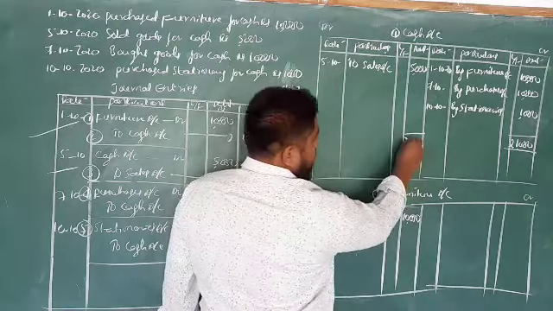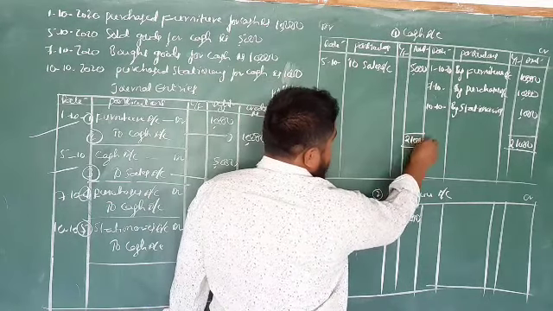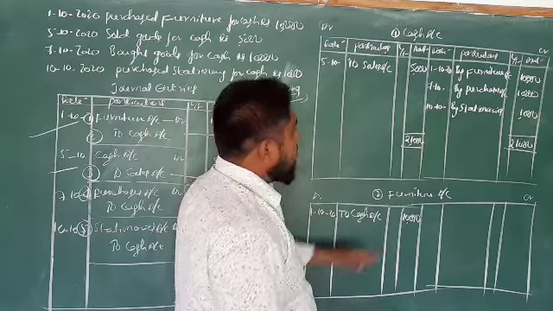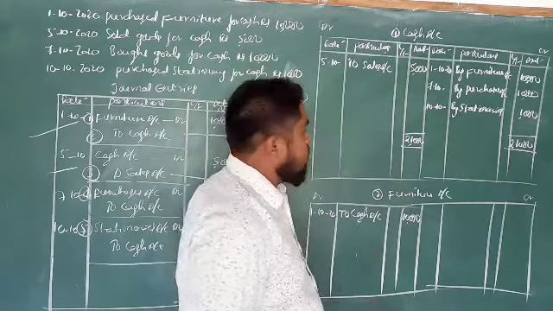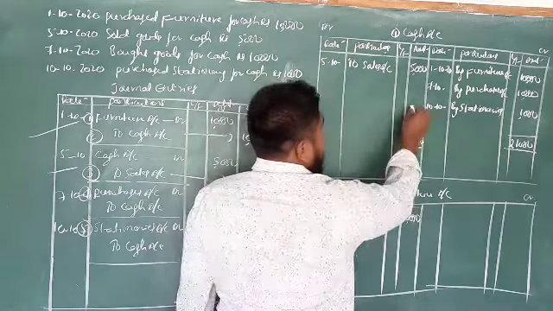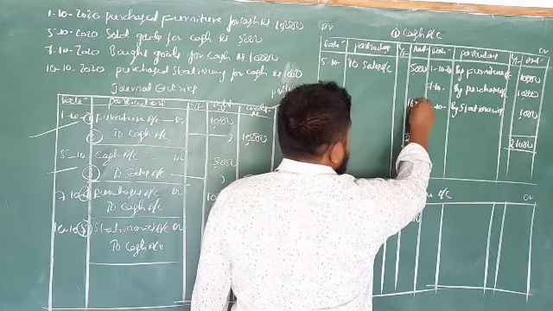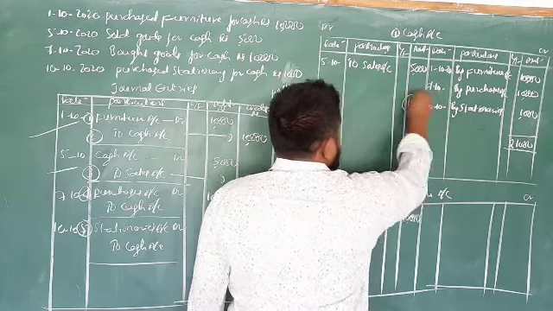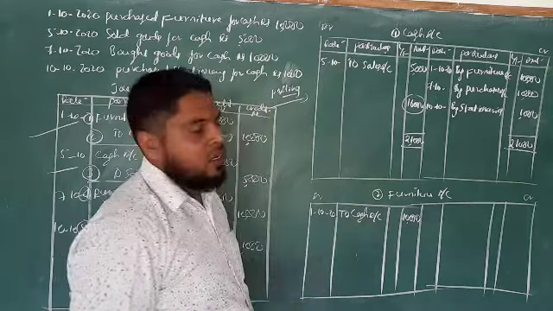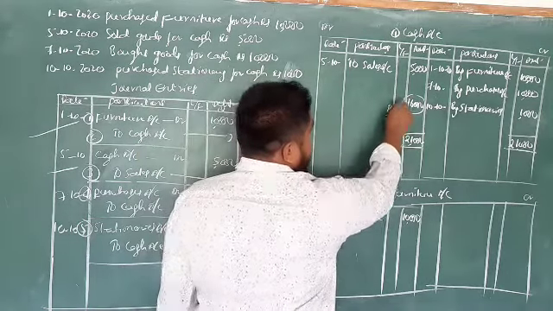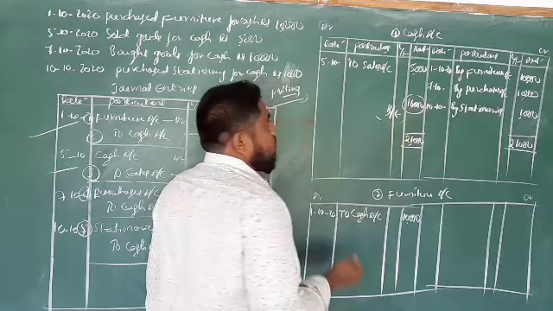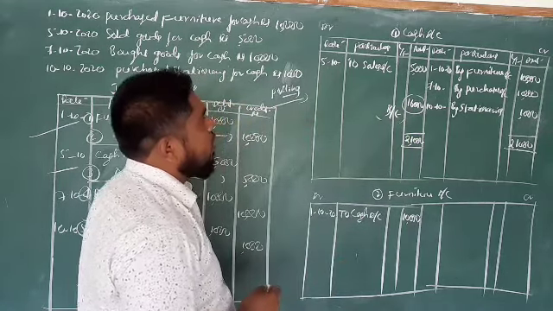21,000. So write down the same amount, 21,000. If you minus 5,000, we will get 16,000. So this is the balancing figure. This we can call a balancing figure. So here we can close the account.